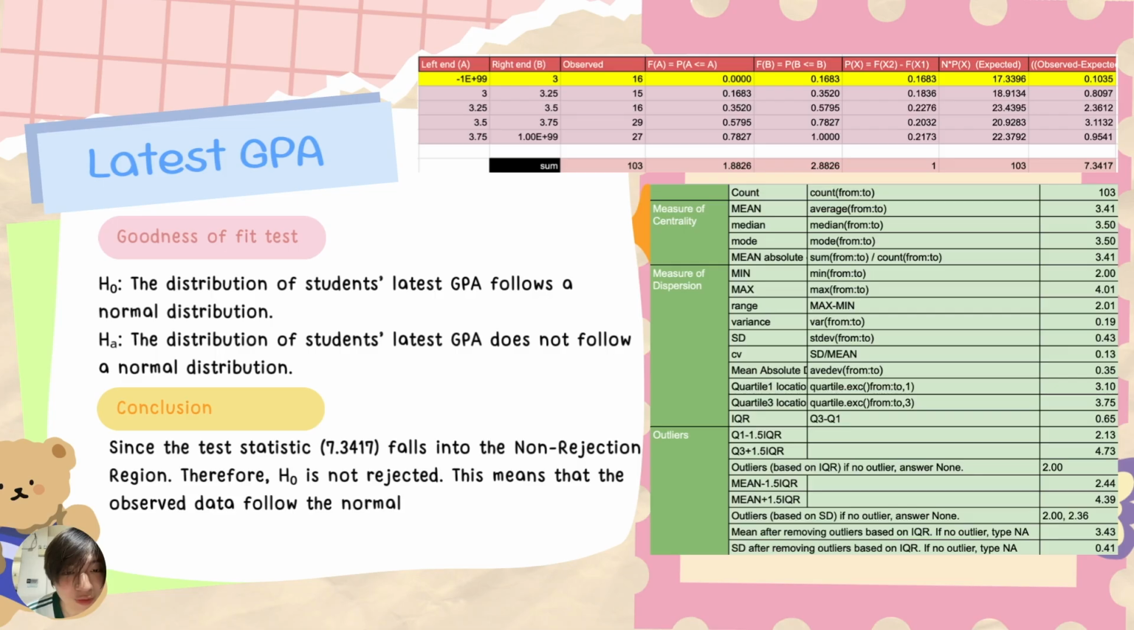The null hypothesis: the distribution of student latest GPA follows a normal distribution. Alternative hypothesis: the distribution of student latest GPA does not follow a normal distribution. Conclusion: since the test statistic 7.54174 falls into the non-rejection region, the null hypothesis is not rejected. This means that the observed data follow the normal distribution and there is not enough evidence to reject the null hypothesis.